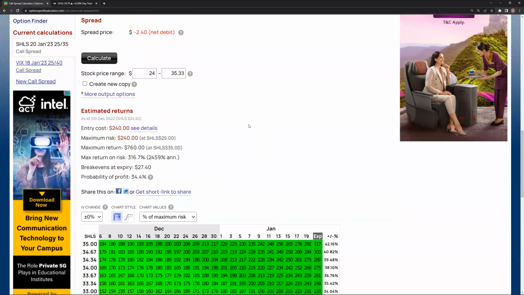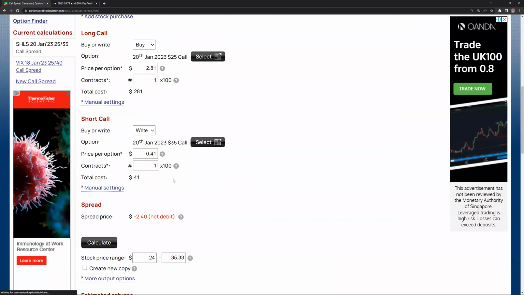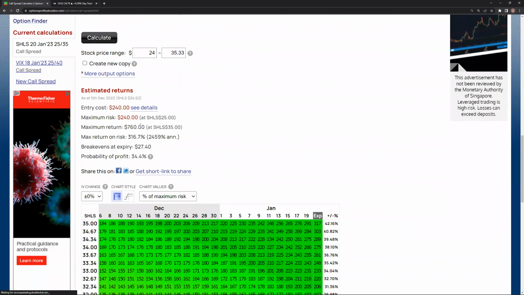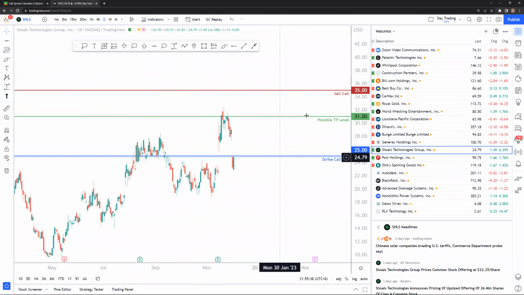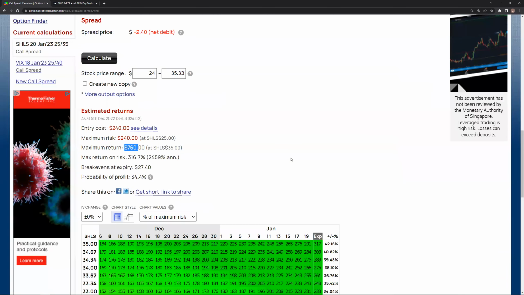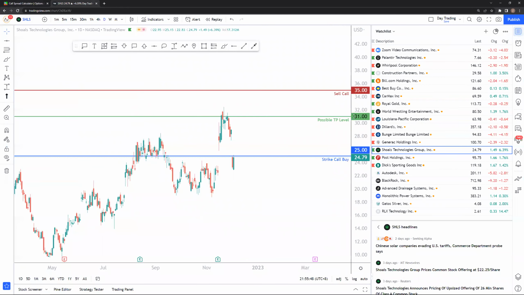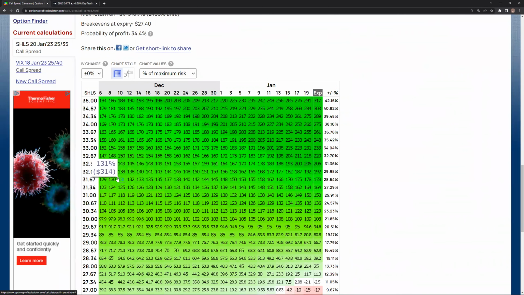In this case, you will see that my entry cost is $240, because 281 minus 41, I get 240. My maximum return means if the share goes all the way to 35, that is my maximum return. So that is $760. But I put my TP level at $31. So let's see how much I can get at $31.